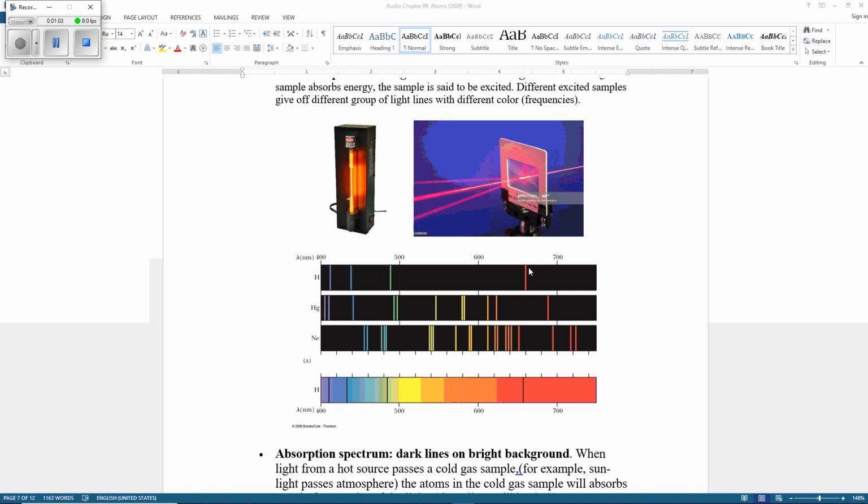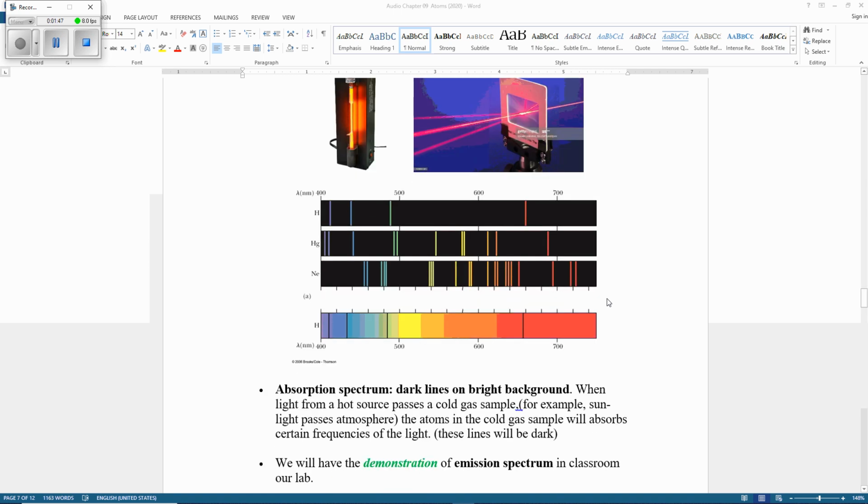Different color means different frequency. Different frequency means different energy, because energy equals h, the constant, times frequency. Now mercury will give you different colors, different frequencies, and then neon is also different. What does this tell us? Inside the atom, there are different energies. So electrons are going to stay in different energy states, and we call them energy shells. That's what we're going to study.